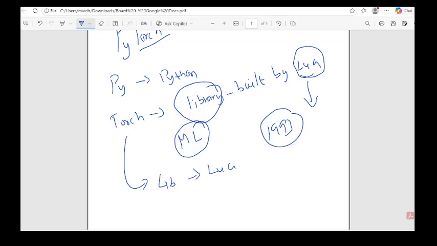Why was it built on Lua? Because of its fast execution and better results. It's very fast because C is the backend. That's the reason this Torch library performs well in deep learning processes. And Torch is basically the old generation of building neural networks.